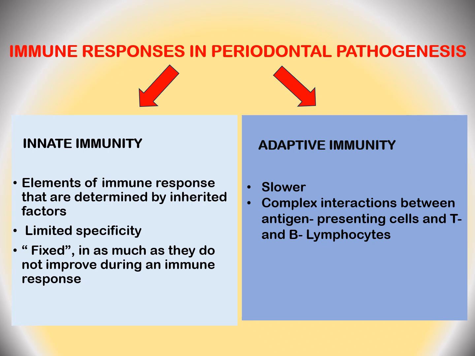Now talking about the immune responses in periodontal pathogenesis, they are of two types. First one is innate immunity. This is the inherited immediate response with limited specificity and it does not improve with repeated exposure. Second one is adaptive immunity. It is slower but highly specific and it involves T cells, B cells and antigen presenting cells, and it improves with exposure and it provides memory.